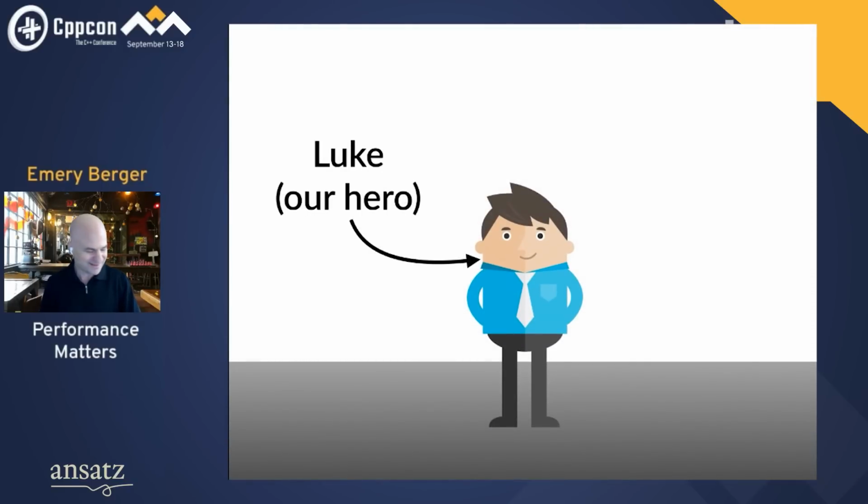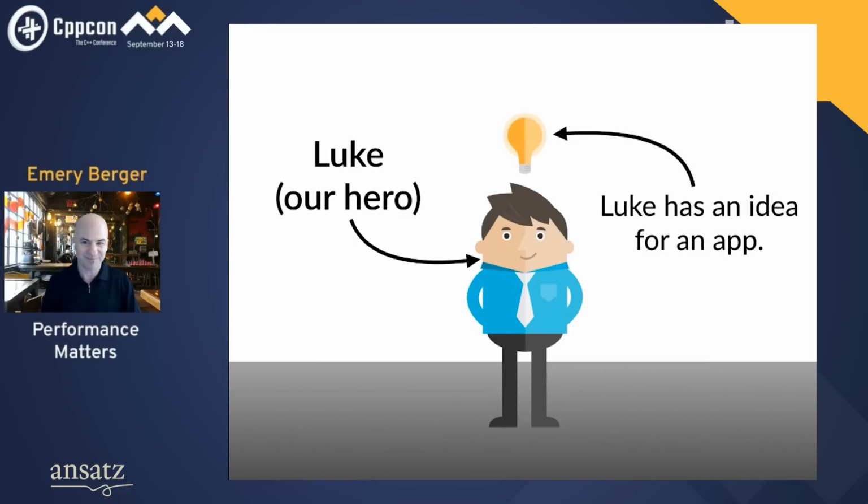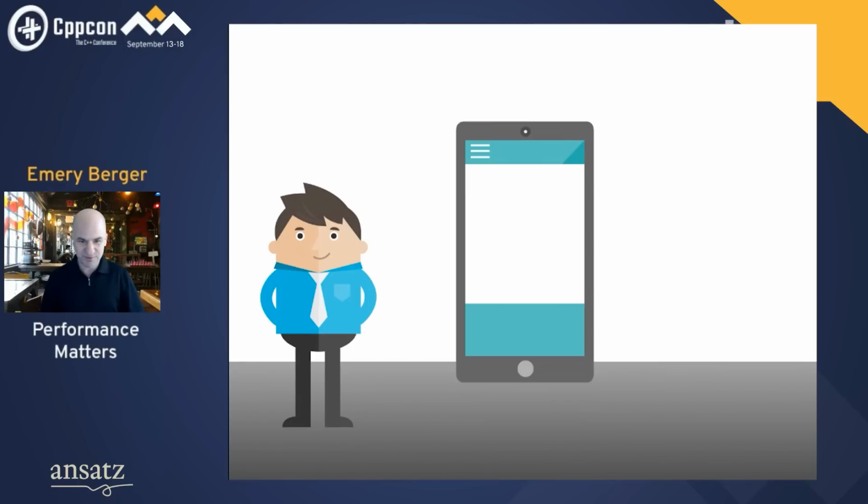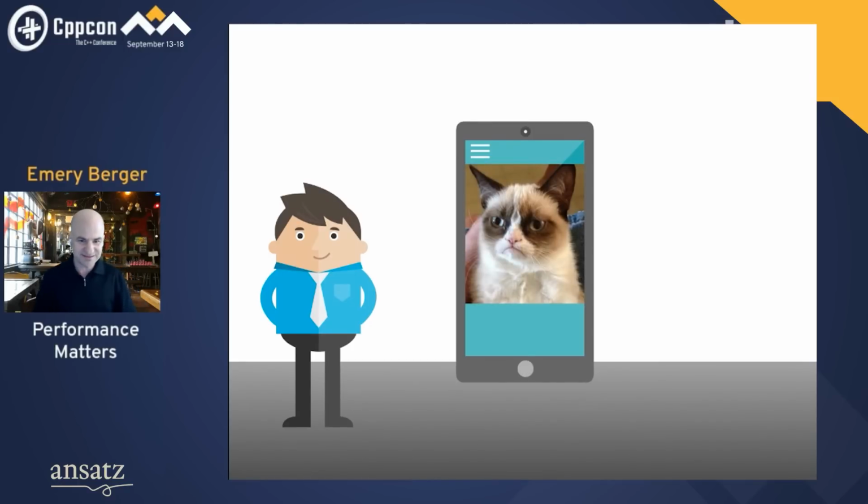So Luke, being in Silicon Valley and not on Tatooine, has an idea for an app. That's how he's going to resist, I guess. So his idea for an app is super compelling. It involves cats, so it's guaranteed to be a success.